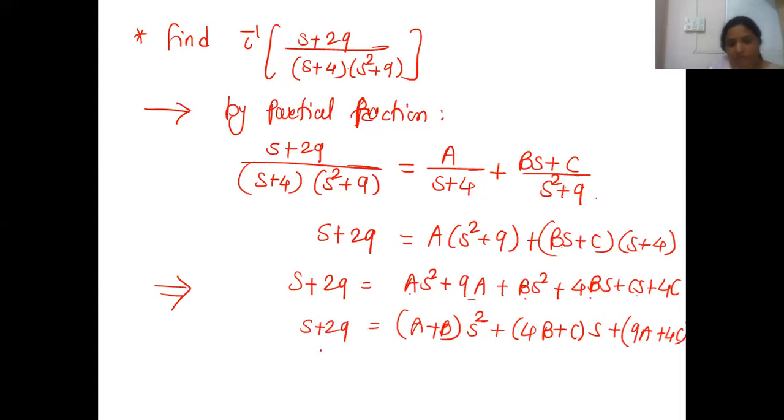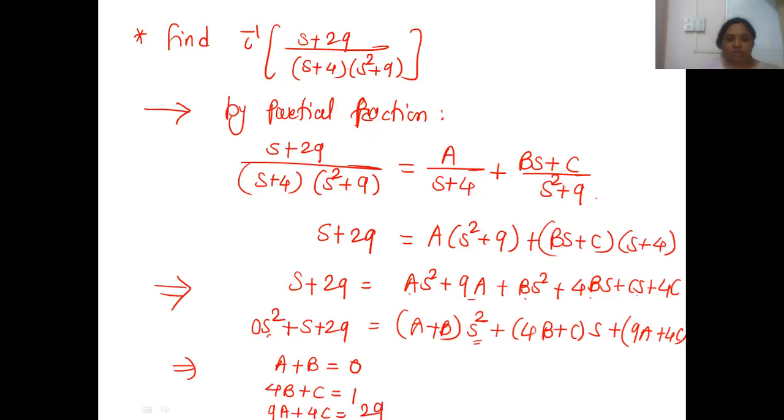So there is an equal sign, which means equal coefficients will get compared. But here there is s square, here there is no s square. How many s square are here? Zero. Zero s square. Very good. So yes, we can now compare the coefficient of s square: here zero, here a plus b. So a plus b is equal to zero. Then the coefficient of s here is 1 and here the coefficient is 4b plus c, which is equal to 1. And the constant here is 9a plus 4c and here it is 29. Right. So these three equations we get, we can solve them.